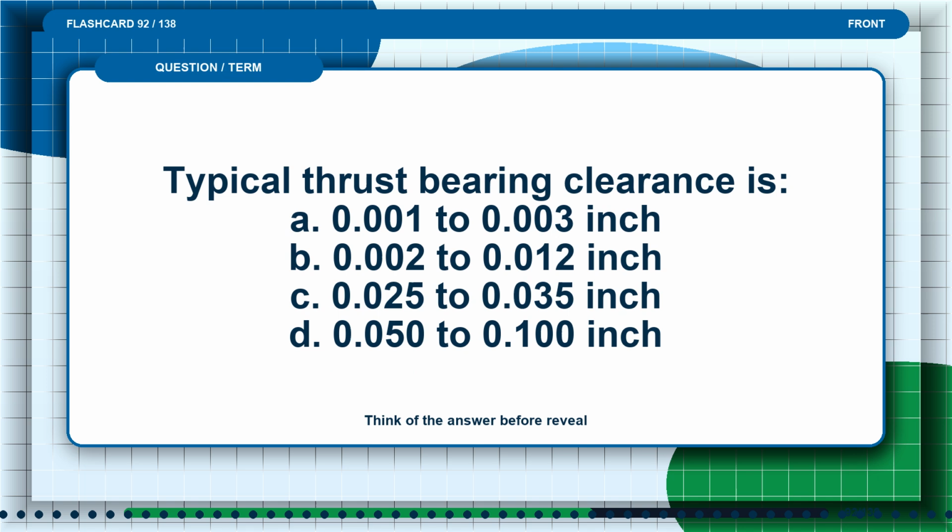Flashcard 92. Typical thrust bearing clearance is: A, 0.001 to 0.003 inches; B, 0.002 to 0.012 inches; C, 0.025 to 0.035 inches; D, 0.05 to 0.1 inches. Pause and think of the answer before the reveal.